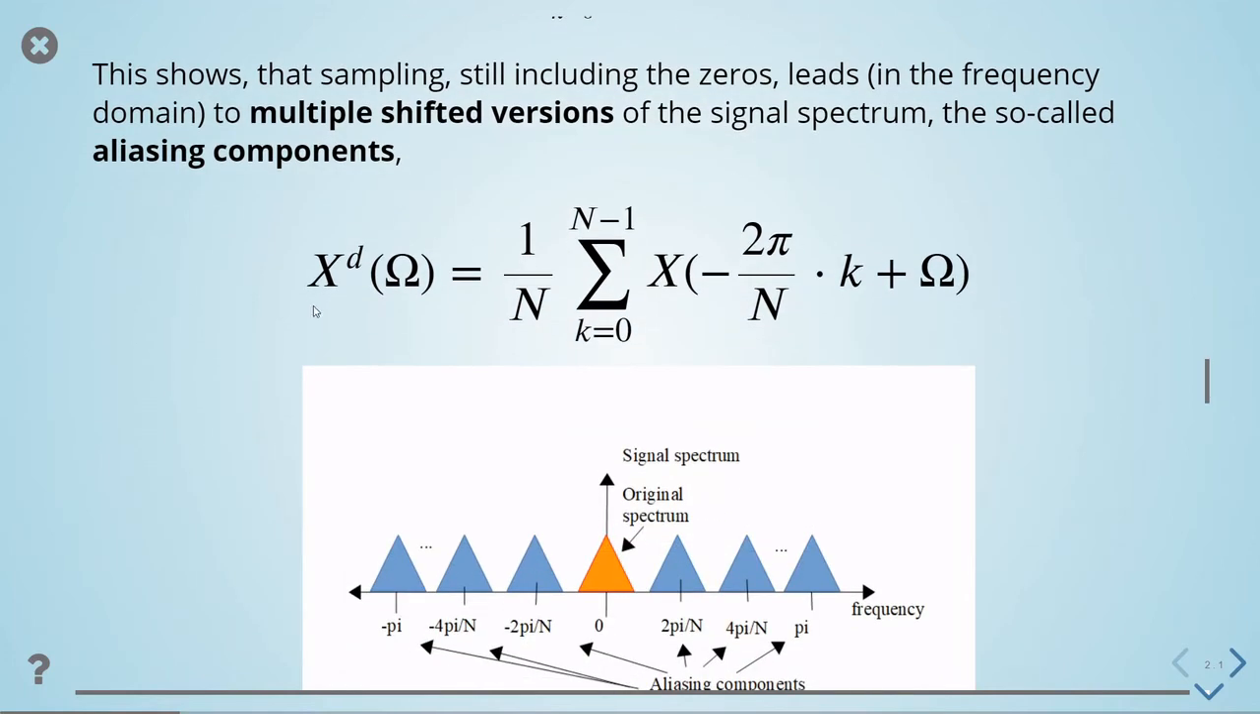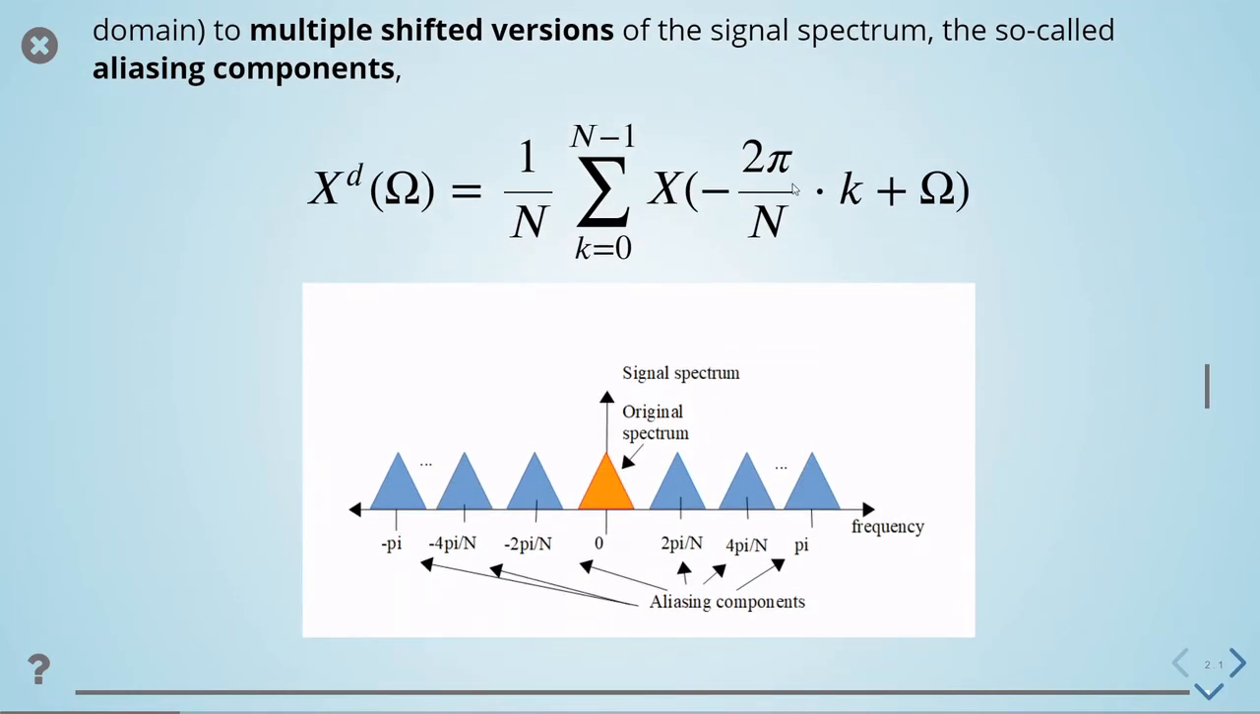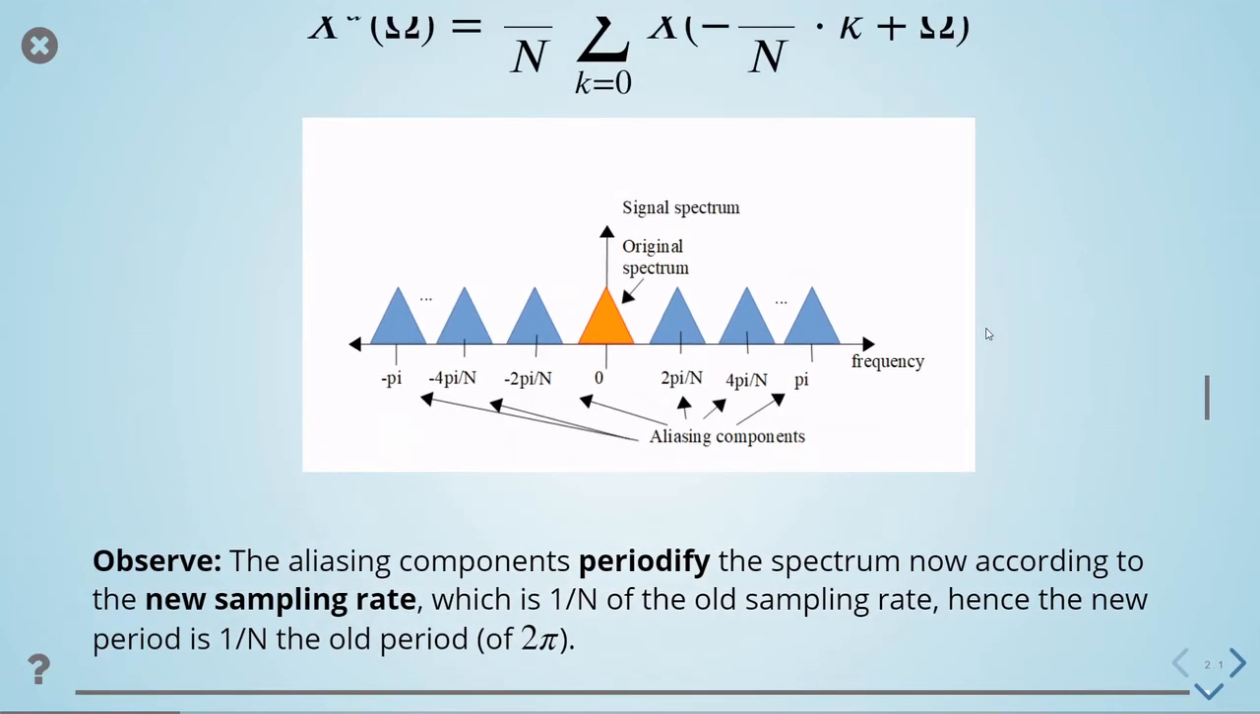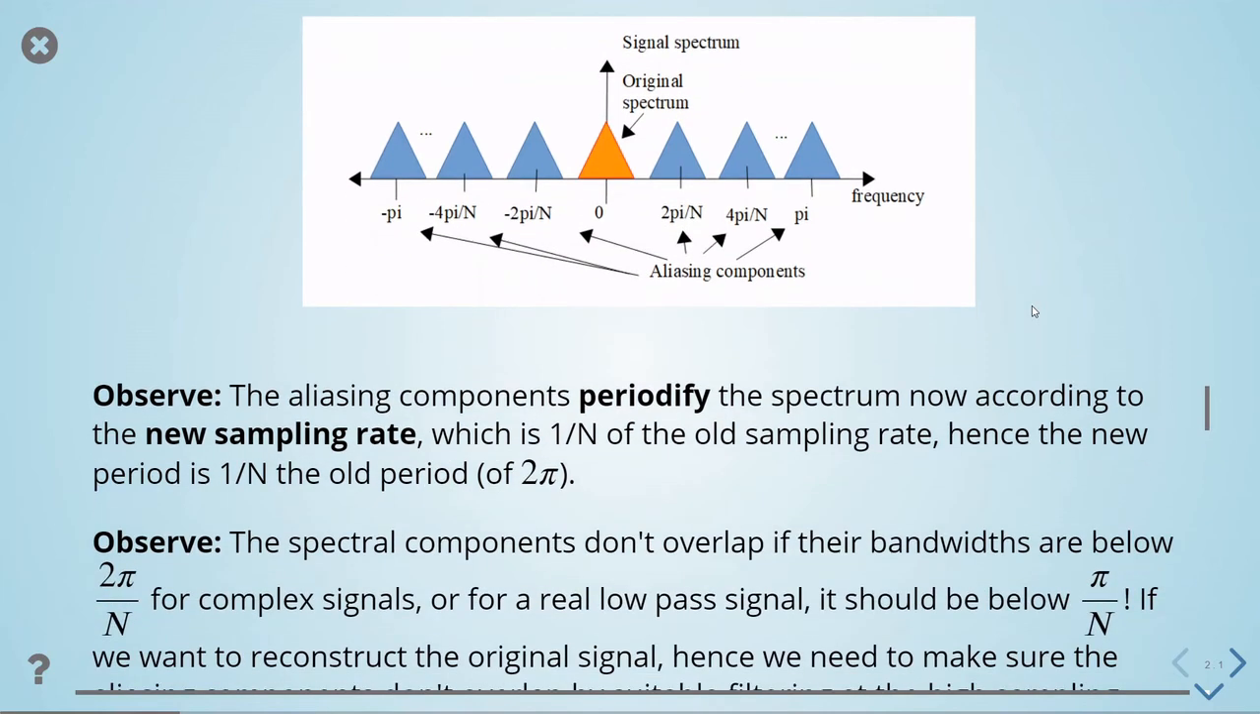This is a graphical visualization of what is indicated here. We have the signal spectrum, the original spectrum, and the aliasing components. So there are multiple shifted versions of the original signal spectrum. These aliasing components periodify the spectrum according to the new sampling rate, which is 1 divided by capital N, or 1/Nth of the old sampling rate. Hence the new period is 1 divided by N of the old period of 2 pi.